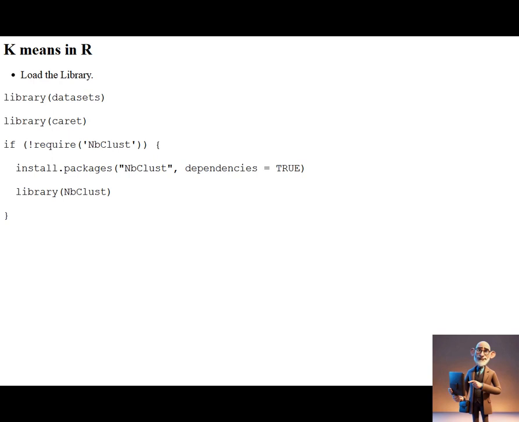NbClust is particularly useful for determining the optimal number of clusters. Datasets provides access to various built-in datasets, which can be handy for testing and practicing clustering algorithms. Caret offers a comprehensive set of tools for training and evaluating predictive models. NbClust aids in the selection of the optimal number of clusters using various methods. Once these libraries are loaded, you're ready to dive into KMeans clustering using your dataset.